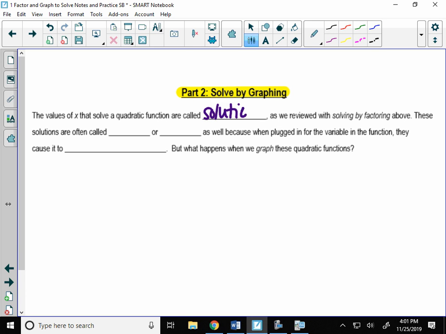So we review that with solving by factoring. When you solve the quadratic, you just get the solution. Now these are often called other names. The solutions can also be called the roots or the zeros of a function as well, because when we plug them in for the function, they cause it to equal 0. The root comes from the fact that when we solve the quadratics, it's going to be a particular feature of the graph, which we'll see here in just a minute.